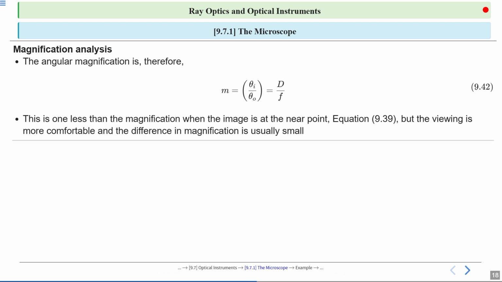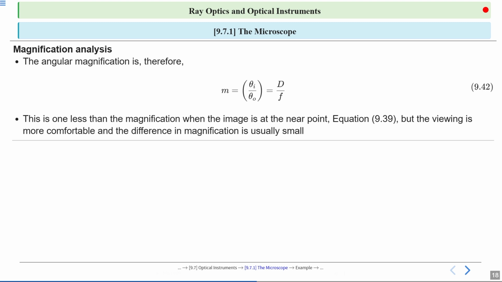Finally, let's compare this magnification to when the image is at the near point. Although the magnification is slightly less, viewing is more comfortable, which is often preferred in practical application. The difference in magnification is usually minimal, making this method advantageous for long time observation. So this magnification is 1 less. The magnification in the case of near point is 1 plus d upon f. So the magnification in the case of image formed at infinity is d upon f, which is 1 less than the magnification produced in the case where the image is formed at the near point.